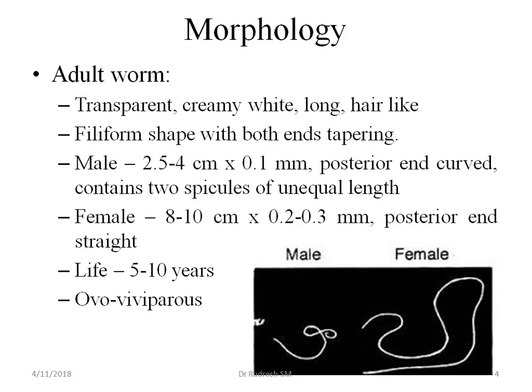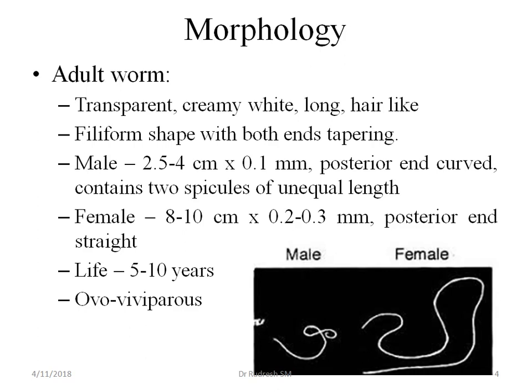Coming to the morphology, the adult worm is transparent, creamy white, long, and hair-like. It is filiform in shape with both the ends tapering. Male is shorter. It measures 2.5 to 4 cm by 0.1 mm. The posterior end is curved and it contains two unequal spicules.